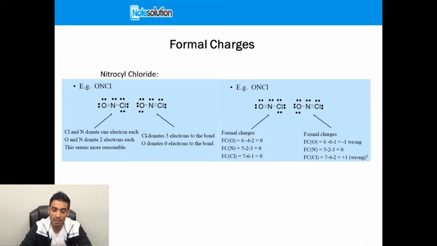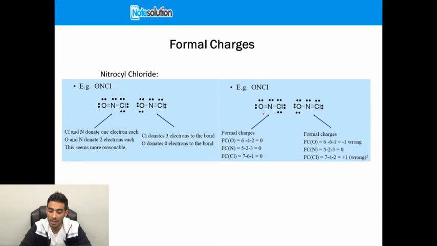Now in this other case, chlorine donates 3 electrons to the bond and oxygen donates 0 electrons to the bond. So we have this one single bond over here, and then 3 lone pairs for the oxygen. Let's calculate the formal charges in both cases and see which one is more reasonable. The formal charge in the first one, for the oxygen: we have 6 valence electrons, 4 electrons in lone pairs, and then 2 covalent bonds. So that comes up to 0 formal charge.